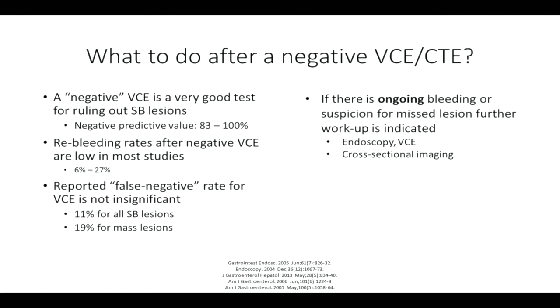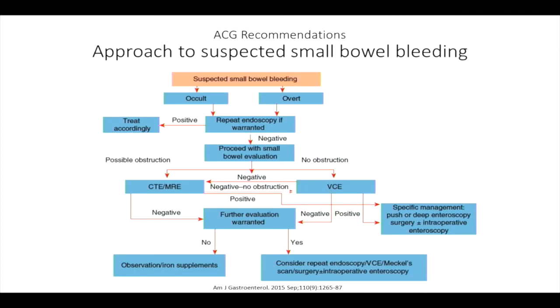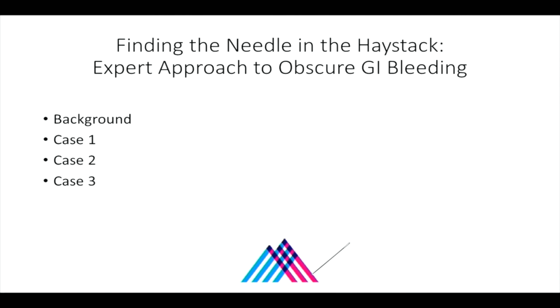And there is literature on the increased incremental yield of repeating a capsule after a negative exam. However, if there's no evidence of ongoing bleeding, patient's doing fine, the ACG and the European Society both support a wait-and-see strategy. So that rounds out our algorithm for the approach to suspected small bowel bleeding. All right, moving on to case number 2.